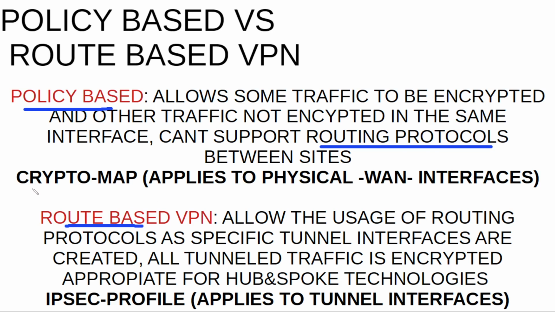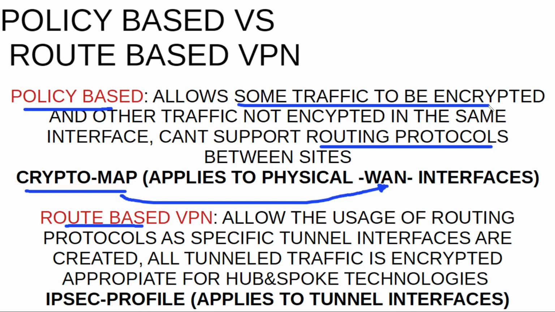We have, for instance, crypto maps that are an example of policy-based VPNs. They are attached to wide area network interfaces where some traffic is encrypted and some other traffic is not encrypted. So it is actually quite hard to troubleshoot policy-based VPNs because you don't have specific interfaces to work with.